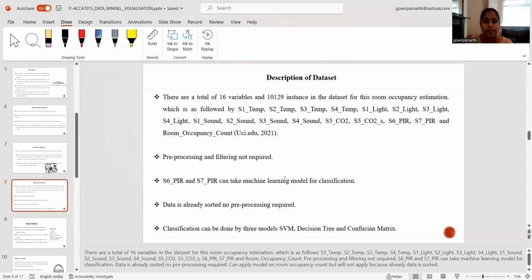For this data set, no pre-processing and filtering is required. The S6 PIR and S7 PIR can be taken by the machine learning model for the classification. Based on the classification, the S6 and S7 values will be divided. The data is already sorted, so no pre-processing is required. Classification can be done by 3 models: SVM (support vector machine), decision trees, and confusion matrix.